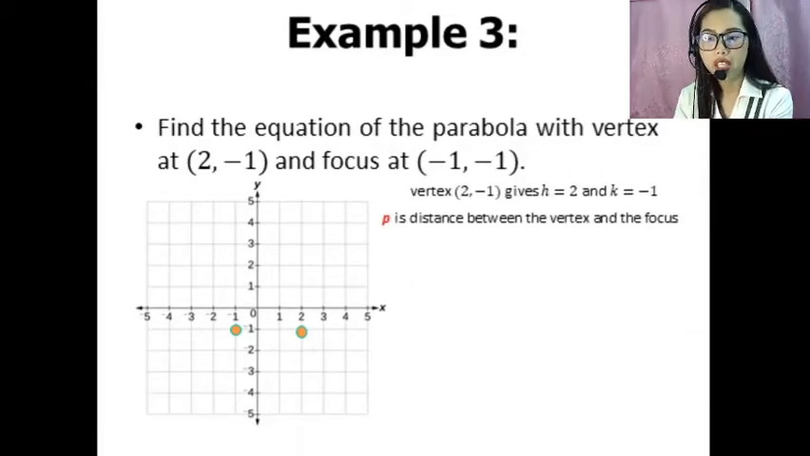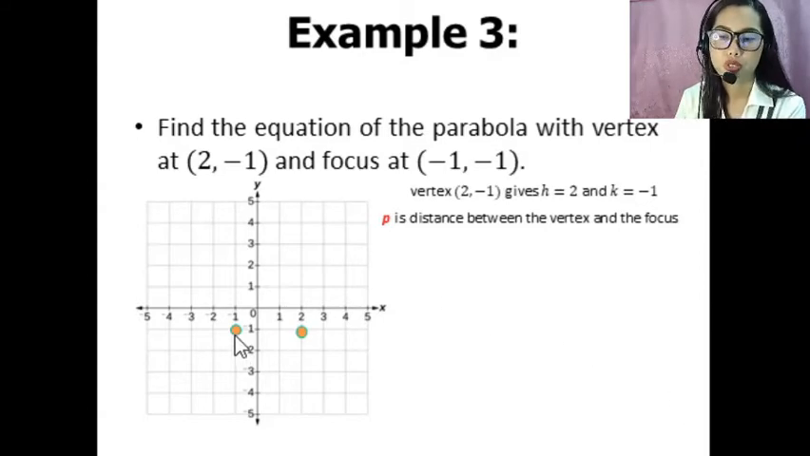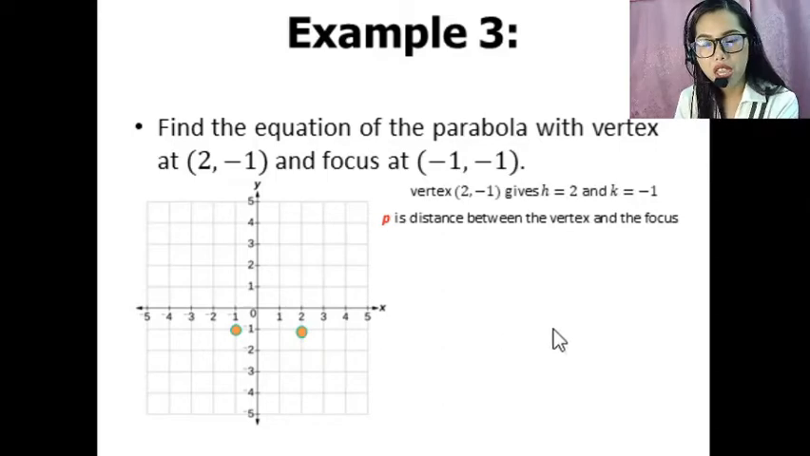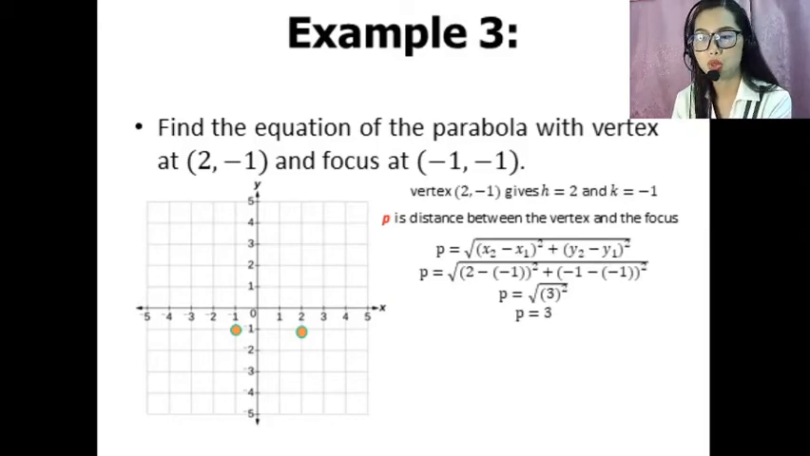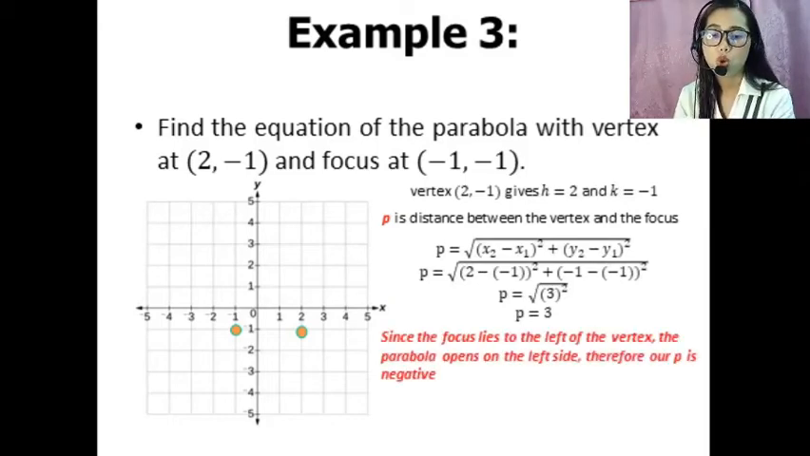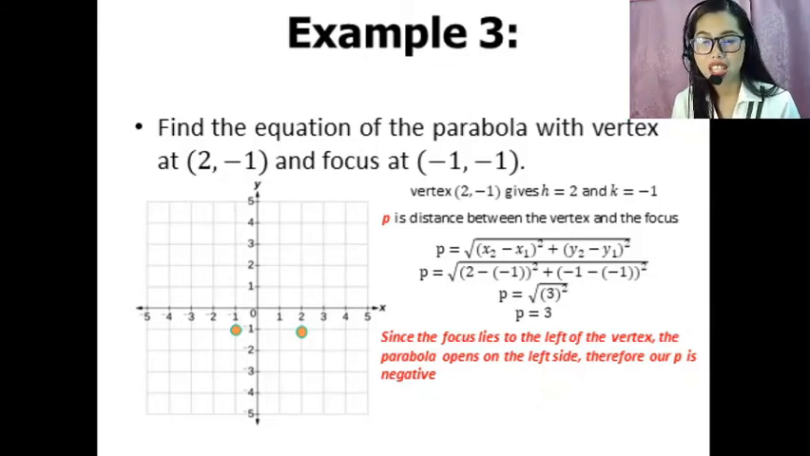So, again, p is the distance between the vertex and the focus. If you try to count, you have 1, 2, 3. So the distance is indeed 3. Using the distance formula, you will also have the same answer, which is 3. Since the focus lies to the left of the vertex, our parabola opens to the left. So in that case, our p is negative.